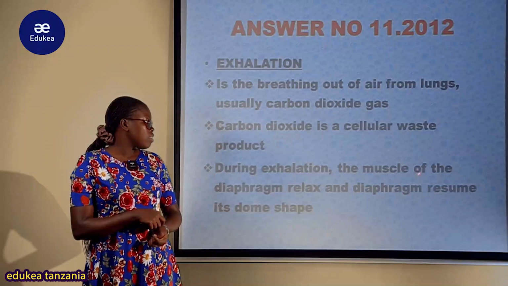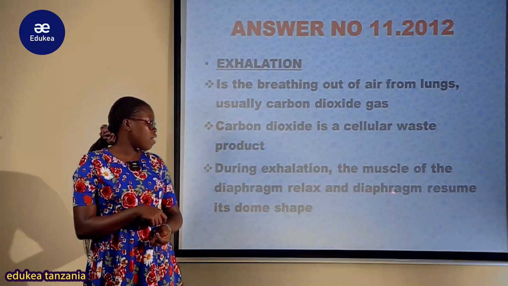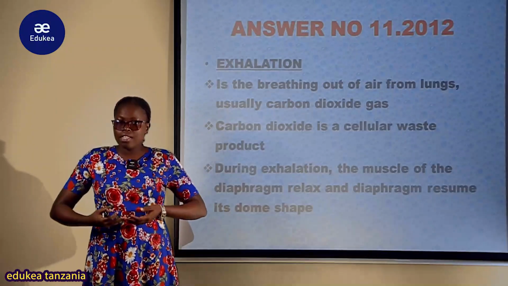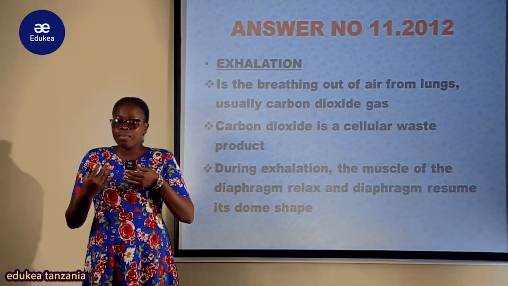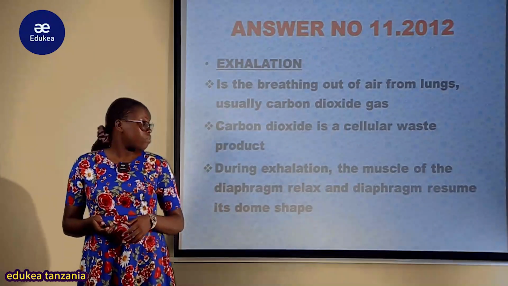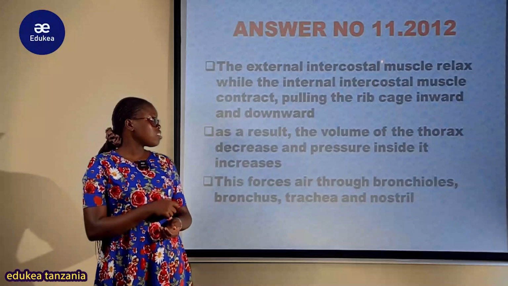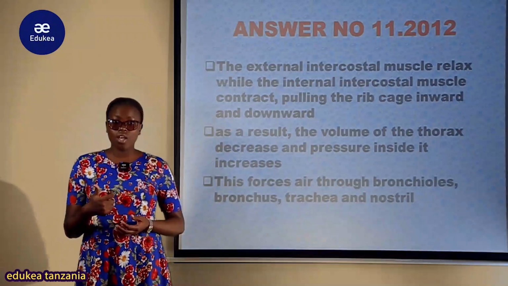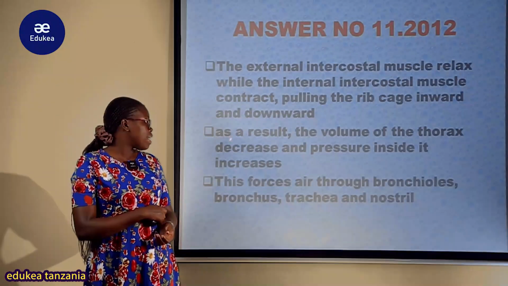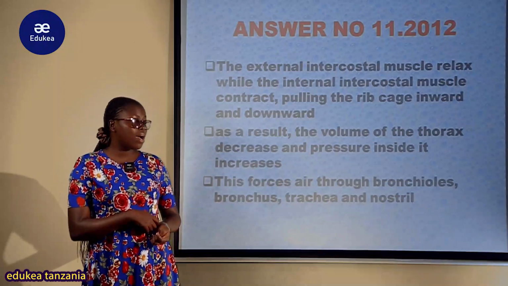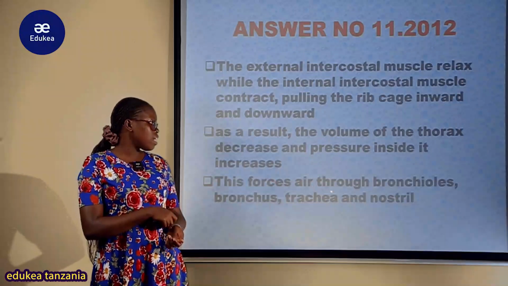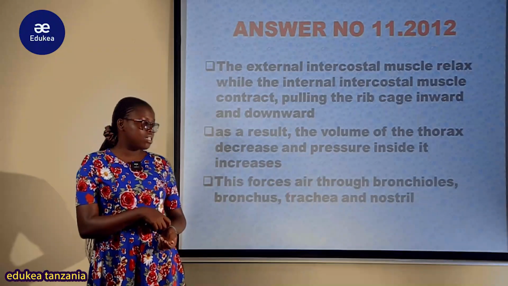During the exhalation, the muscle of the diaphragm relaxes and the diaphragm resumes its dome shape. Mtu baada ya kuvuta hewa unakuta this diaphragm inakuwa inashuka, lakini mtu anapokuwa akiachia unakuta inakuwa inarudi katika dome shape yake. So the external intercostal muscles inakuwa ina relax, lakini ile internal inakuwa ina contract, na hivyo pulling the rib cage inward and downward. As a result, the volume of the thorax inakuwa inapungua na pressure inside it inakuwa inaongezeka, na hivyo hewa inakuwa inatoka nje. And this forces air through the bronchial, bronchus, trachea and nostril.